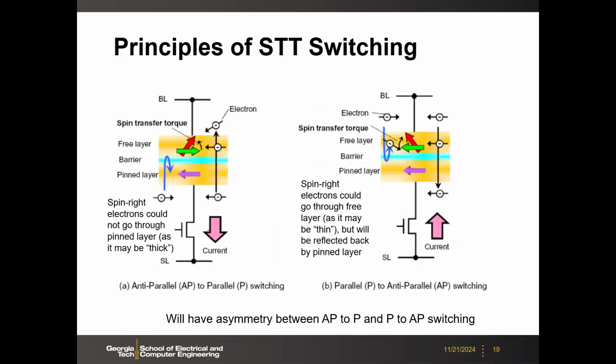So here, let's look at what's going on. Assuming initial state is anti-parallel, so in this case, the pinned layer is always to the left, and initially the free layer is to the right. So what you are going to do is to apply a current downward. Current downward means electrons inject the other way, because electron flow is always opposite to the definition of the current flow, right? But there are two kinds of electrons, because electron will have the spin state.